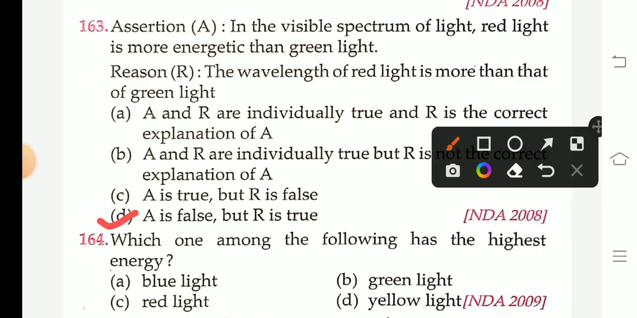Next, which one among the following has the highest energy? Right answer will be option A. Blue light.